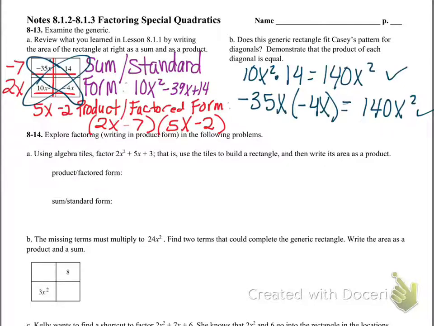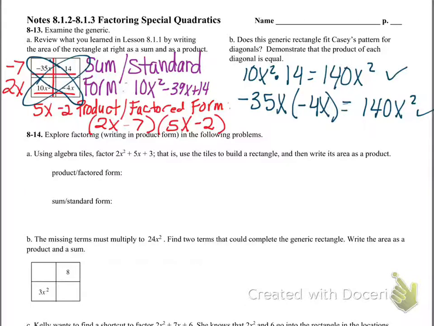All right, so there's 8-13. 8-14. We got, all right, so we have another expression. So remember, if you were to graph this thing, this would look like a parabola on the graph. So we are not doing that right now, but that would be future. So we are supposed to use algebra tiles in order to write this as an area and a sum.